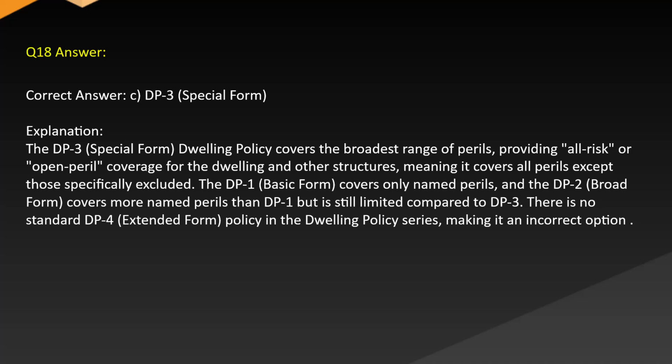Explanation: the DP 3 special form dwelling policy covers the broadest range of perils, providing all risk or open peril coverage for the dwelling and other structures, meaning it covers all perils except those specifically excluded. The DP 1 basic form covers only named perils, and the DP 2 broad form covers more named perils than DP 1, but is still limited compared to DP 3. There is no standard DP 4 extended form policy in the dwelling policy series, making it an incorrect option.